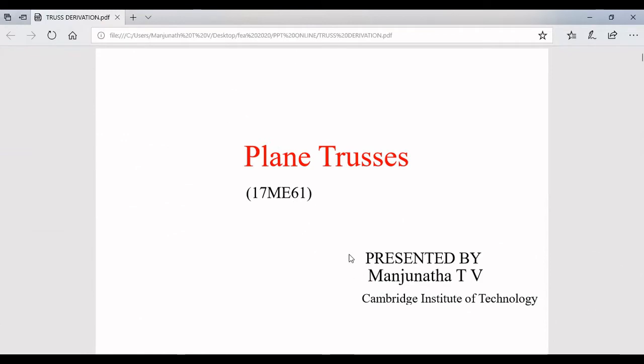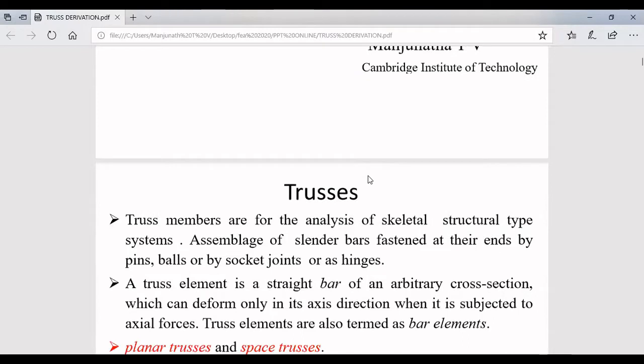Today's session we are going to discuss plane trusses and the stiffness matrix of the plane truss element. Before going into the analysis of trusses, let me first explain what a truss is. A truss is a skeletal structural type of member which is an assemblage of a number of bars.